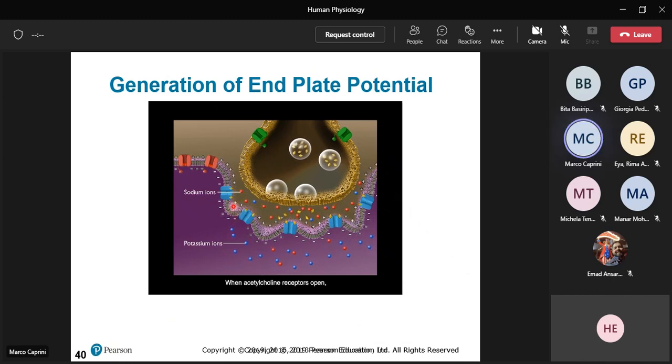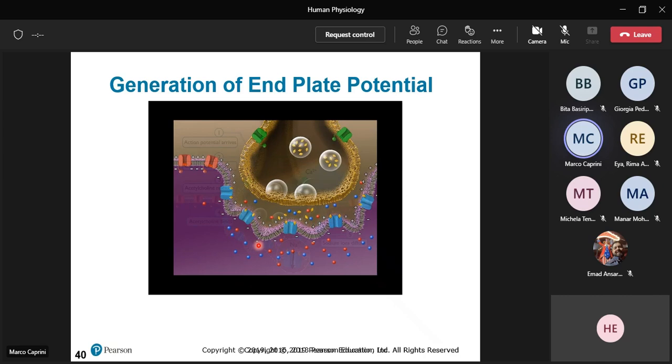When acetylcholine receptors open, large numbers of sodium ions rapidly diffuse into the muscle fiber, while a smaller number of potassium ions diffuse out. The greater diffusion of sodium ions into the muscle fiber than potassium ions out makes the inner surface of the junctional folds less negative, meaning that the junctional folds are partially depolarized. We call this depolarization an end plate potential.